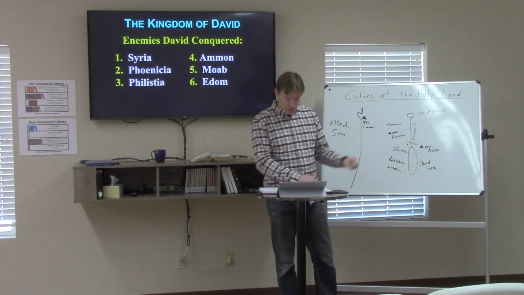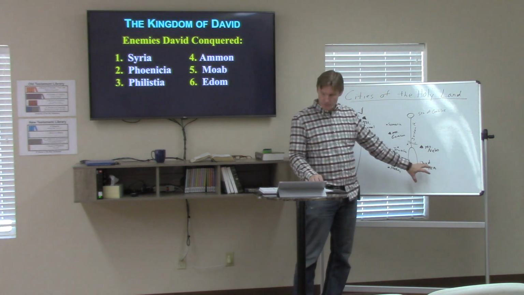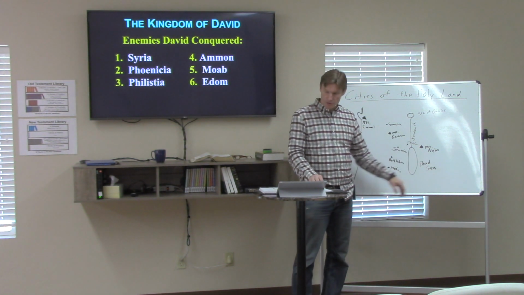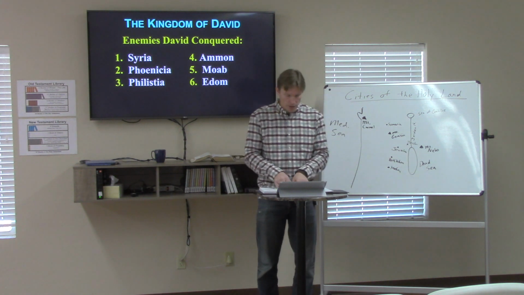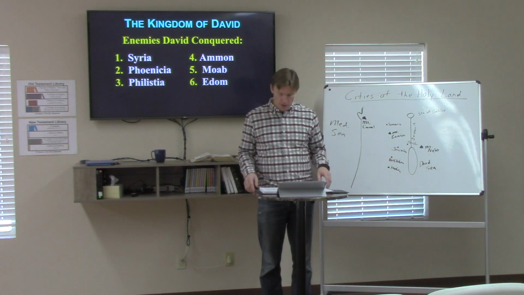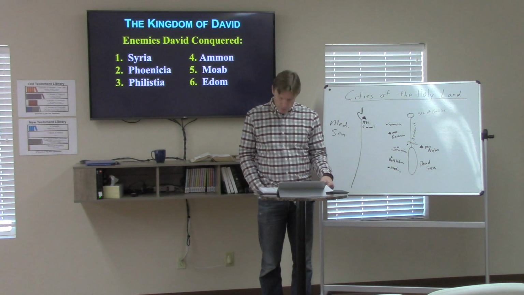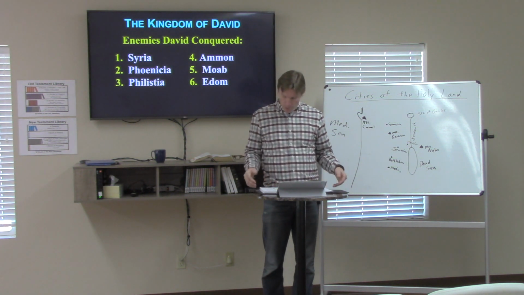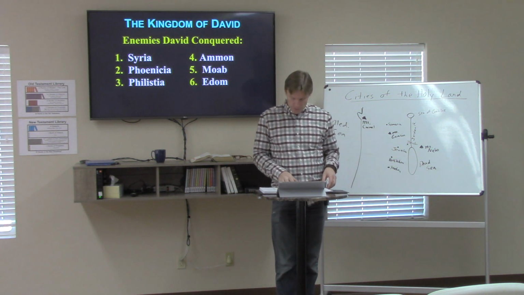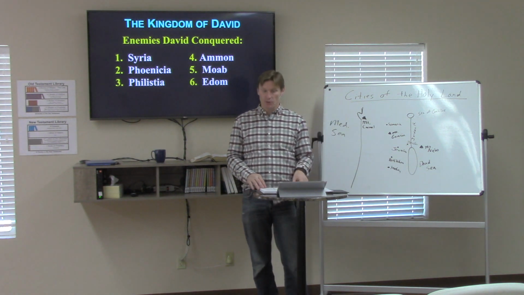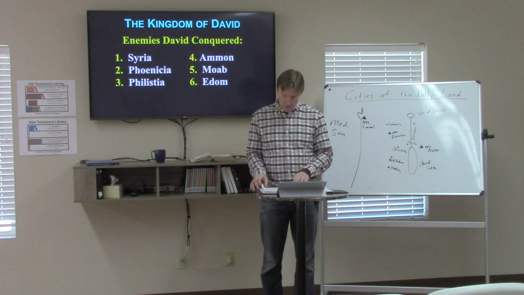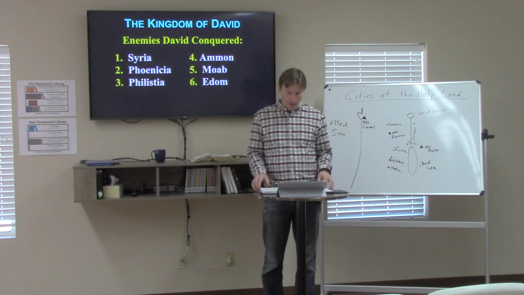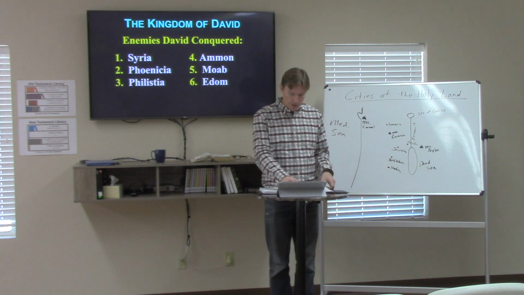And then what are the other ones we have listed here? Moab to the south, and Edom to the further south. And you remember that Edom was the land of the descendants of Esau, which was, of course, Jacob's twin brother. And Moab, we remember Moab because David's great-grandmother, Ruth, was a Moabitess who had moved and eventually lived in Bethlehem. But at any rate, these are all the countries that were conquered.